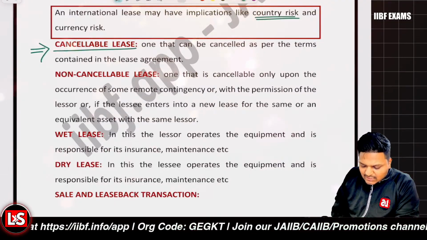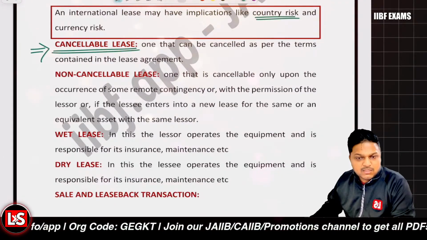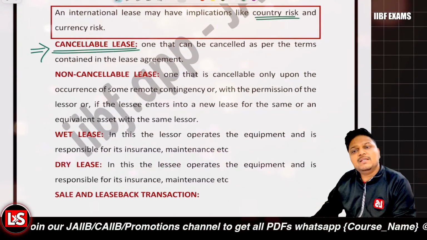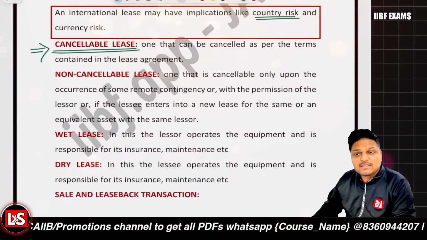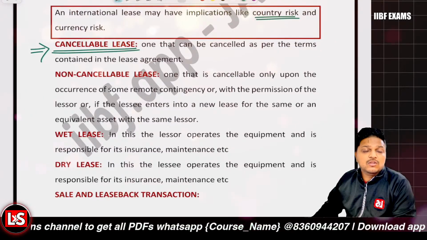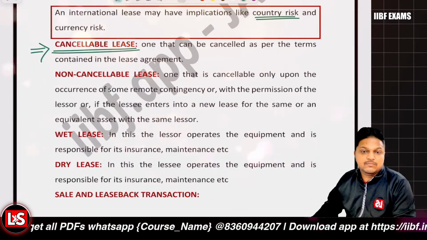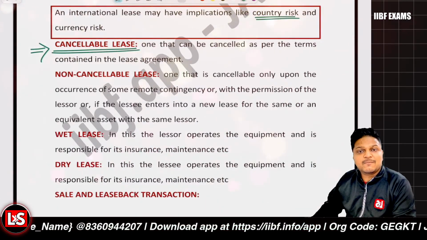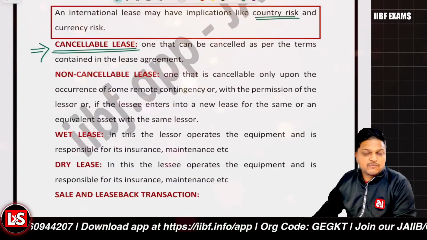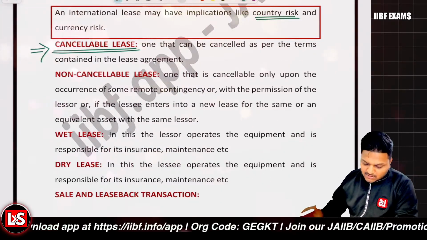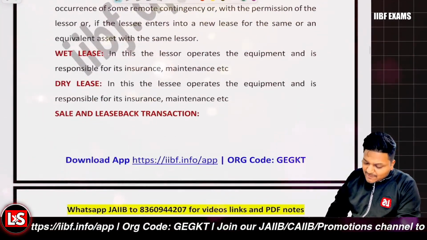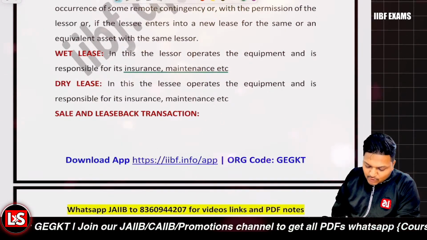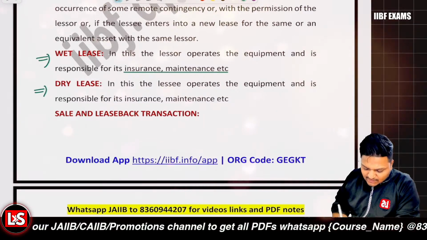A lease which can be cancelled as per the terms contained in the lease agreement is a cancelable lease. If the lease cannot be cancelled, that is a non-cancelable lease. Such a lease is cancelable only on the occurrence of some contingency or with the permission of the lessor, but no reasons are mentioned under the lease for cancellation purposes. That's a non-cancelable lease. When expenses like insurance, maintenance, etc. are taken care of by the lessor, we say it is a wet lease. If taken care of by the lessee, we say it is a dry lease.